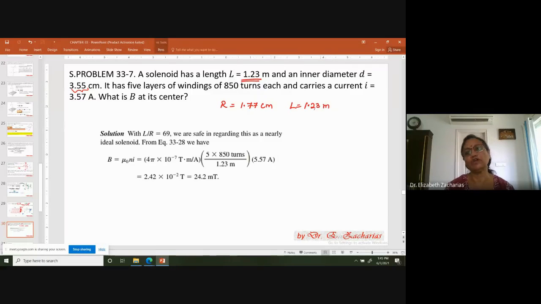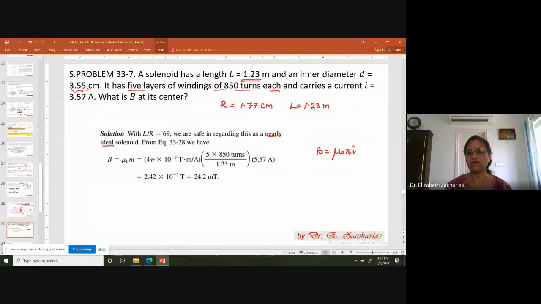Can we call this an ideal solenoid? Yes, you can. You can see that the radius is small when compared to the length, almost 10 times. So you can call this an ideal solenoid. It is nearly ideal. Because it's nearly ideal, we can straight away go for the formula B is equal to mu naught small n I. But then do I have small n? What it says is it has 5 layers of windings of 850 turns each.